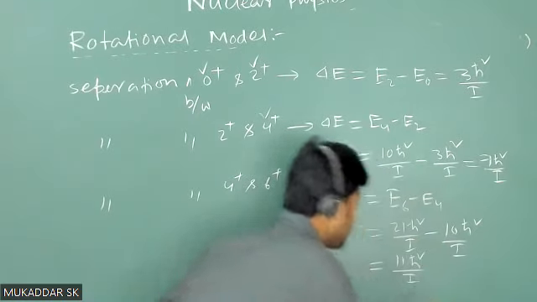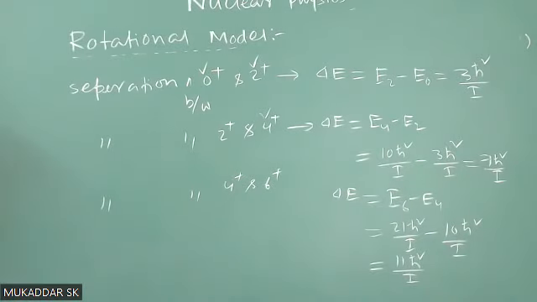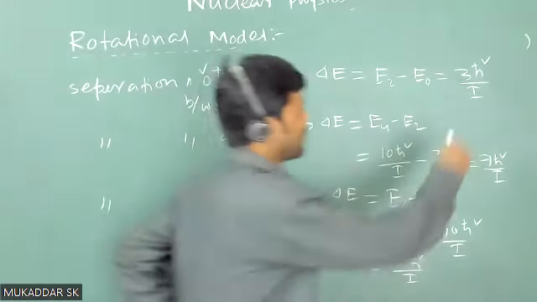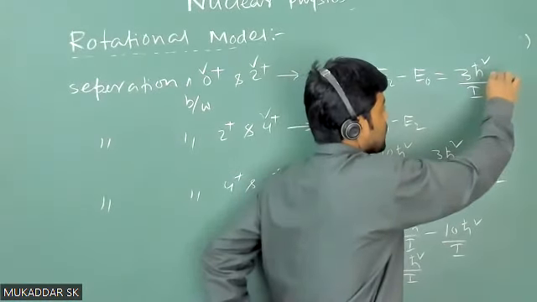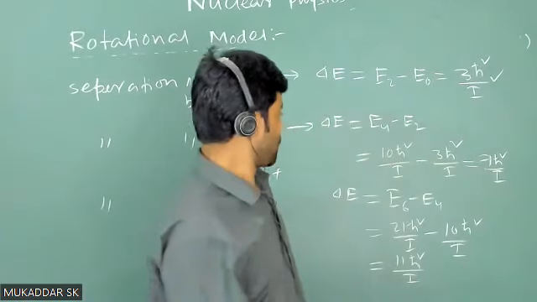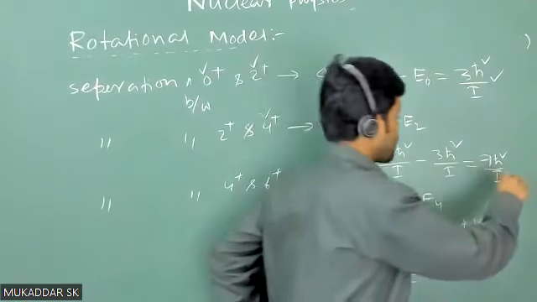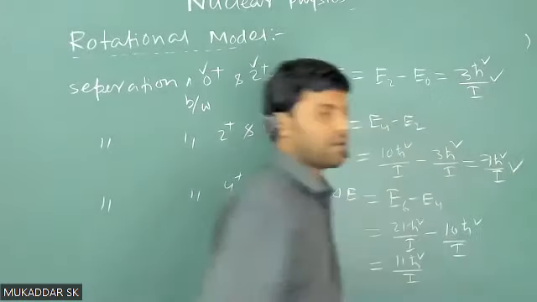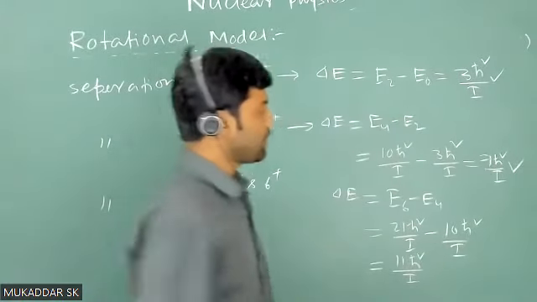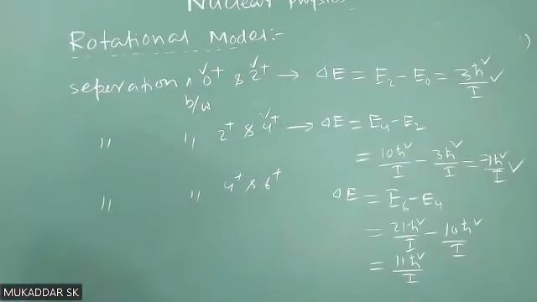But why am I doing this? Anyone have an idea? Why am I doing this here? I can see the separation between two successive levels: between the first excited and ground state it is this much, between the second excited state and first excited state it is 7 h cross square by I. It is increasing. Yes, it is increasing with increasing value of spin. Okay, so I can see that here.